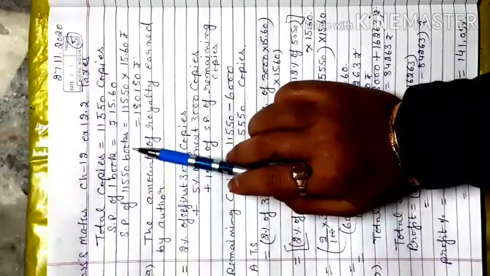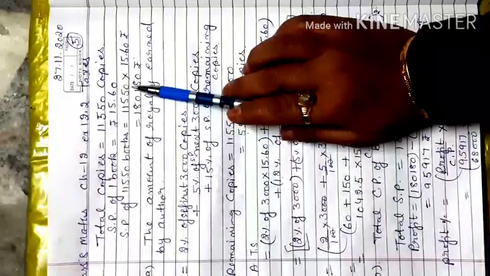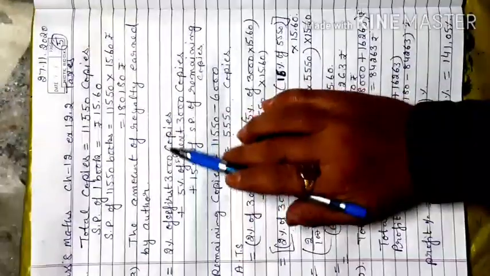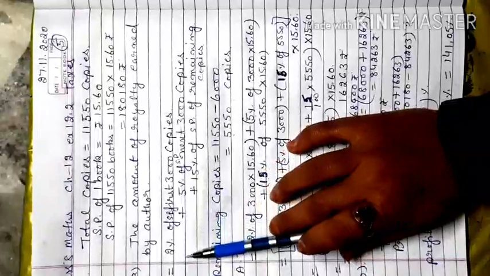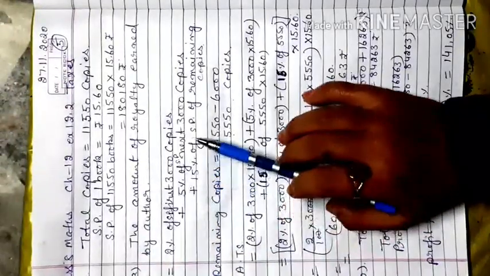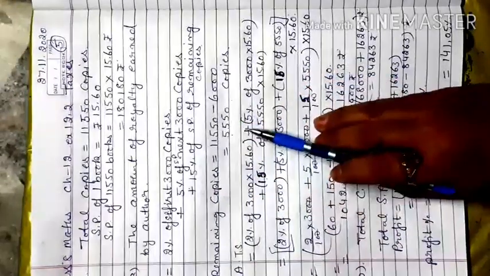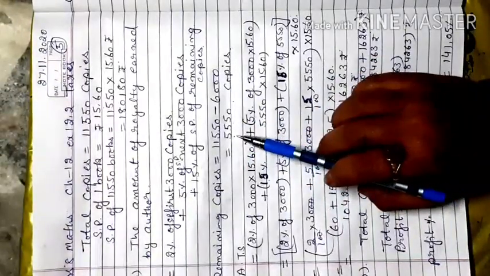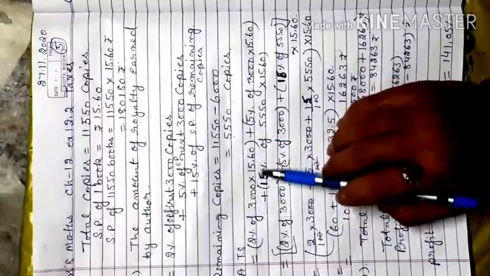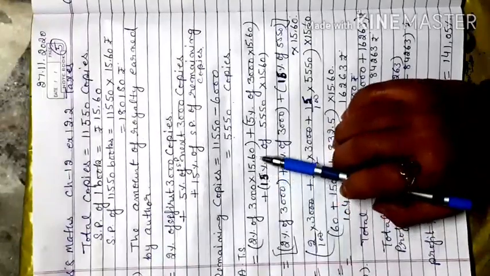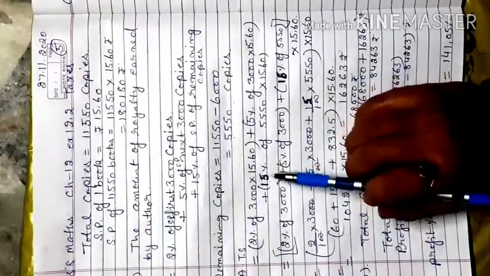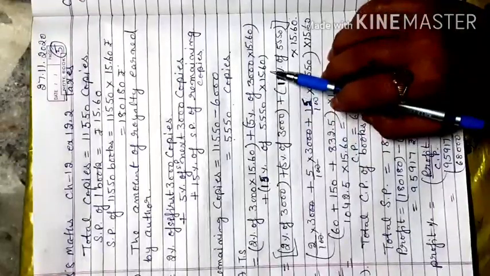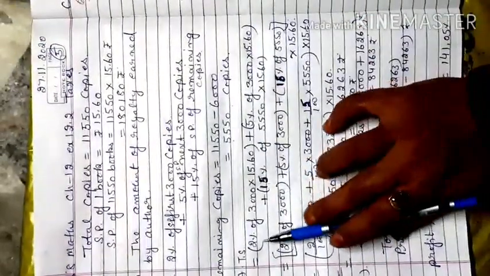The selling price of 11,550 books is 11,550 multiplied by 15.60, which gives the total selling price. Next is the royalty earned by the author: 2% of the first 3,000 copies, 5% of the next 3,000 copies, 15% of the remaining copies. First you have to find how many copies remain. Subtract 6,000 from 11,550, so that is 5,550 copies. If one book costs 15.60, 3,000 books will be 3,000 into 15.60, and similarly 5,550 books cost 5,550 into 15.60, at 2%, 5% and 15%.